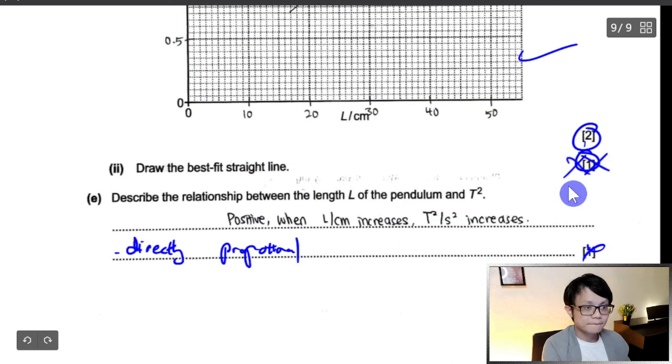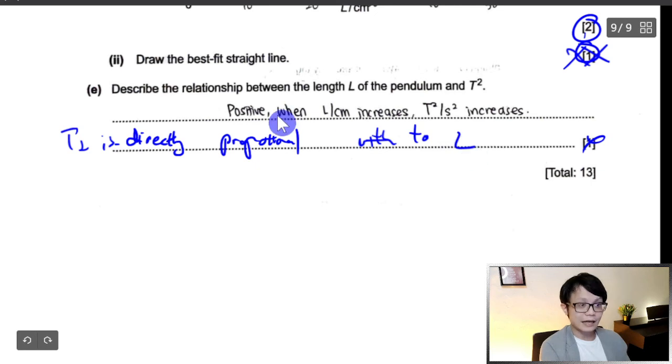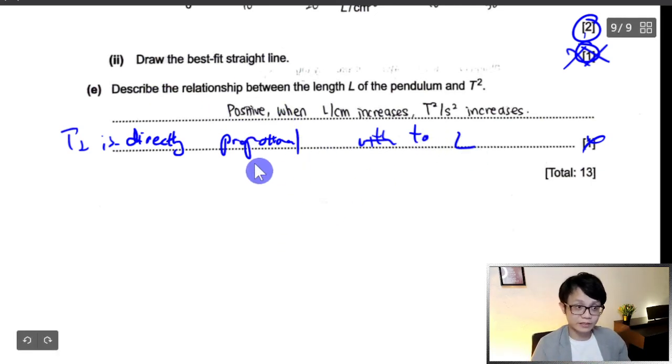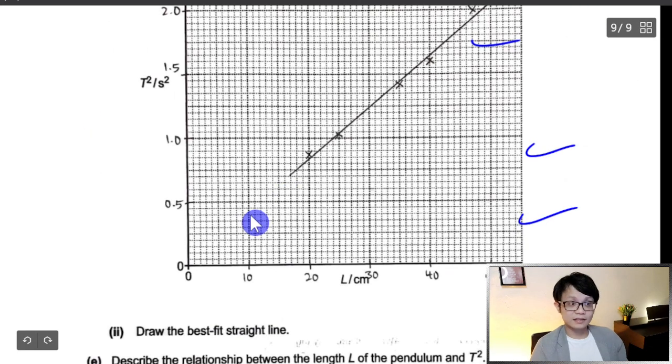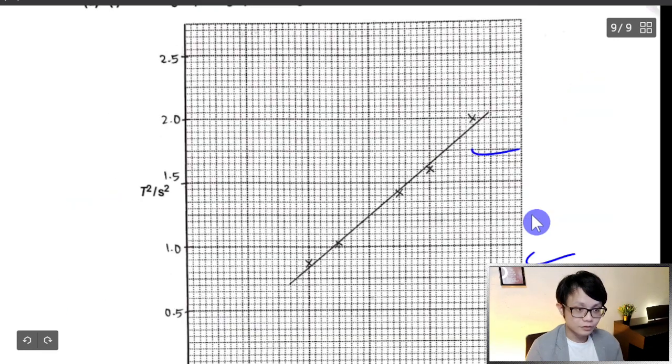Describe the relationship between T2 and L. Okay, directly proportional will be the answer. Okay, it's supposed to be T2 is directly proportional to L. I know increase then decrease, but if you know mathematics, directly proportional means that it's a straight line through the origin. So that would be a better answer for this question. So that's it.